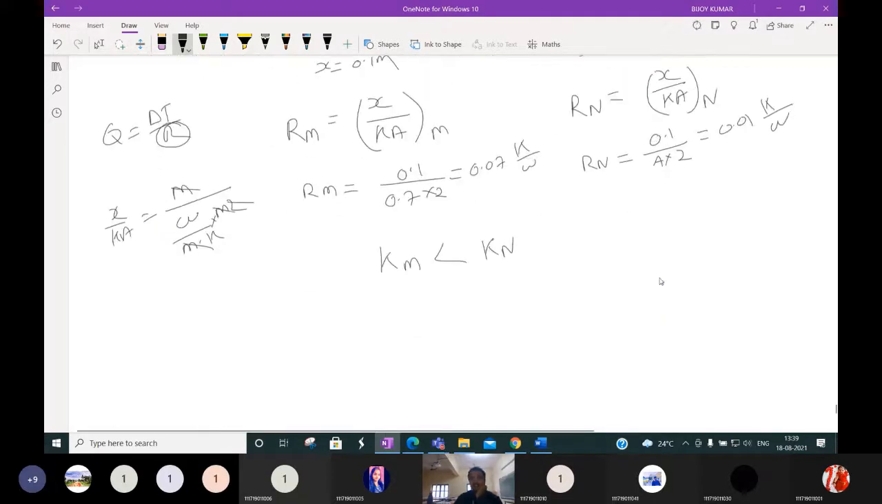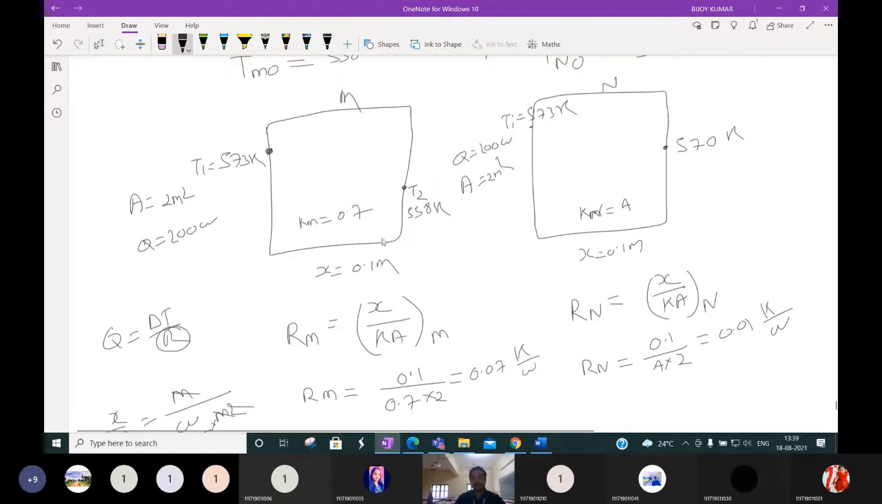Then in that case, under this condition, what will be the Rm value and Rn value? For Rm we get 0.07, and it is given 0.01 for Rn. So the Rm value will be higher than the Rn value, isn't it? Yes, sir. Okay.